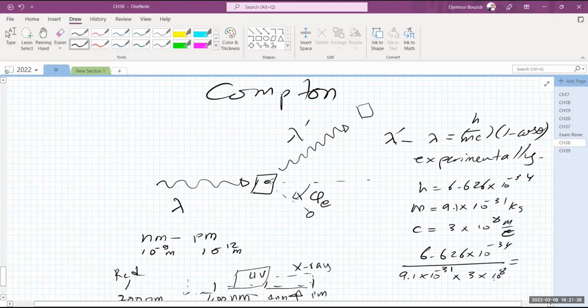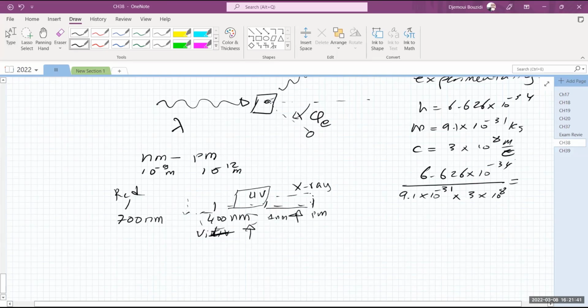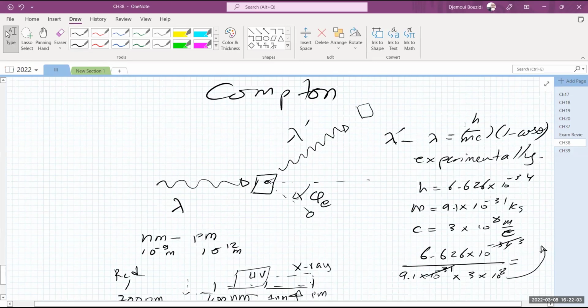And if I work these numbers, the powers, first of all, I have negative 34 and negative 31, I have negative 3 in here. And 8, when it goes up, it's going to be negative 11. So I have 6.626 divided by 9.1 times 3, times 10 to the power negative 11. Of course, it's going to be in meters because the numerator is in joule seconds. So it's a joule times second divided by the mass, which is kilogram, divided by the speed of light, which is meter per second.